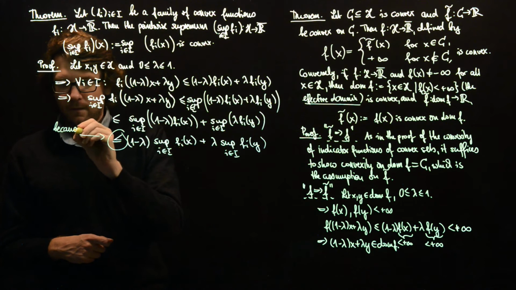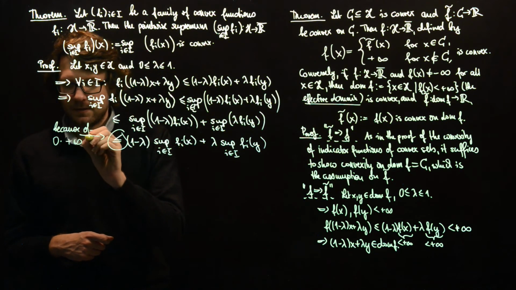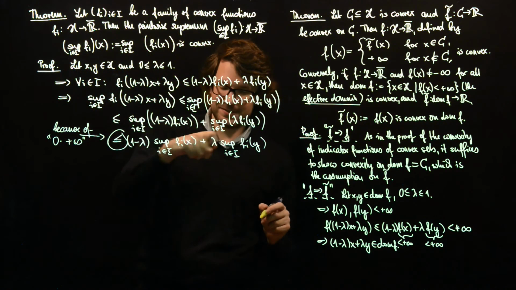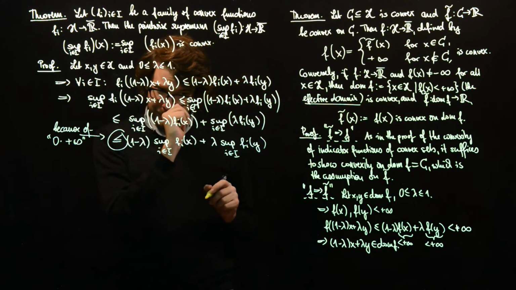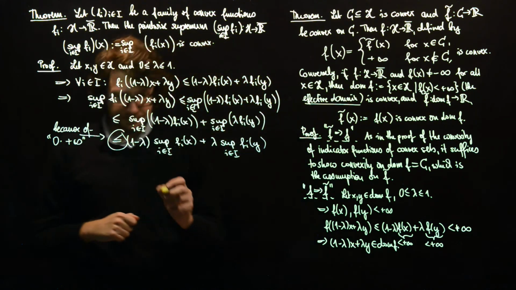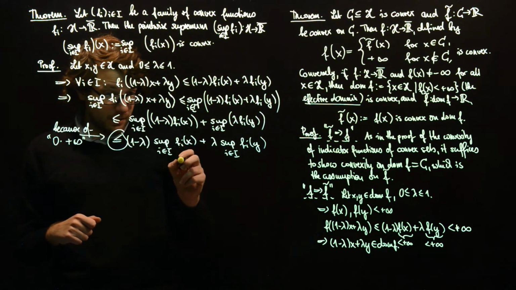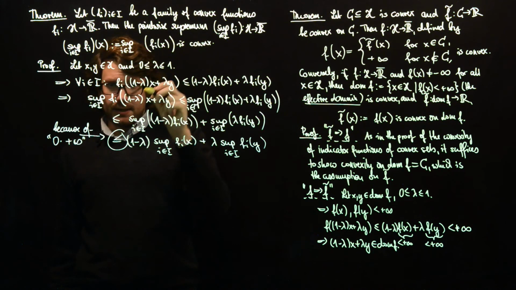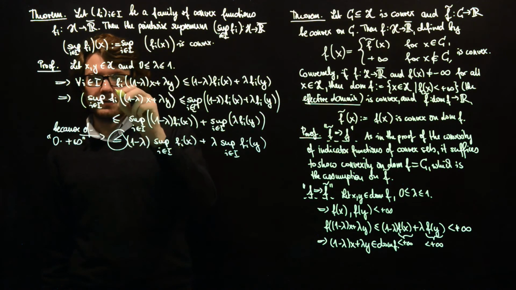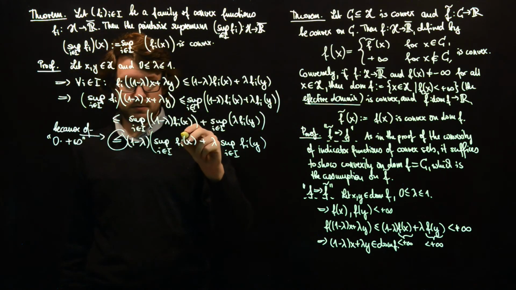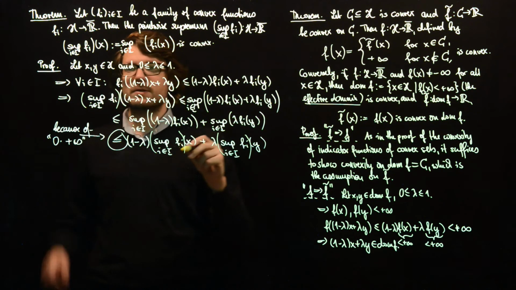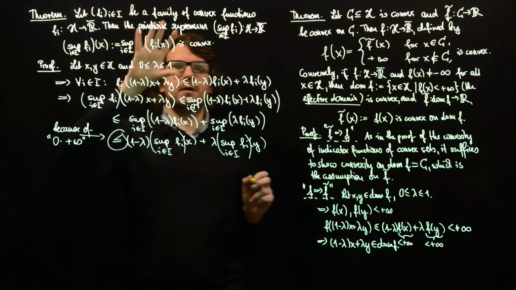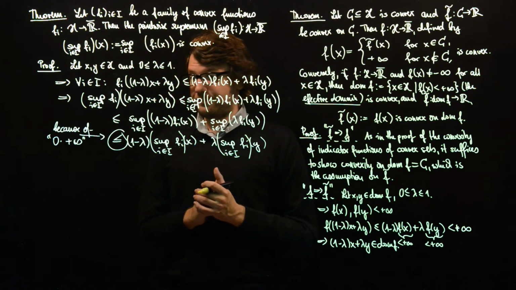This is because of 0 times plus infinity, which can be a problem here, but the problem goes in the right direction, so it's not a problem for our proof. The same, by the way, goes here. Then now we have shown convexity of this supremum. If you set the parentheses accordingly, which you can, because setting the parentheses here doesn't matter, then you have shown convexity of the supremum, which concludes our proof.